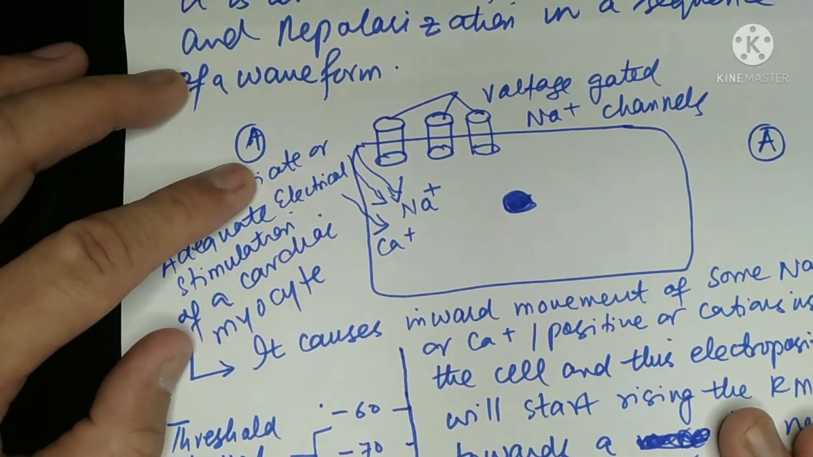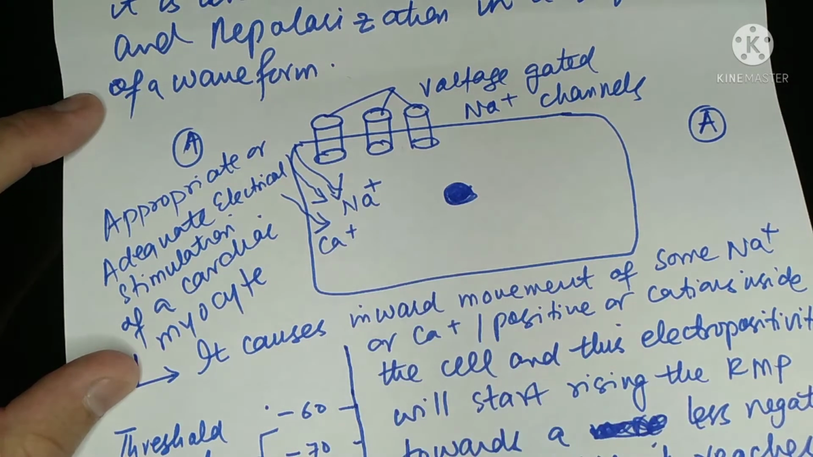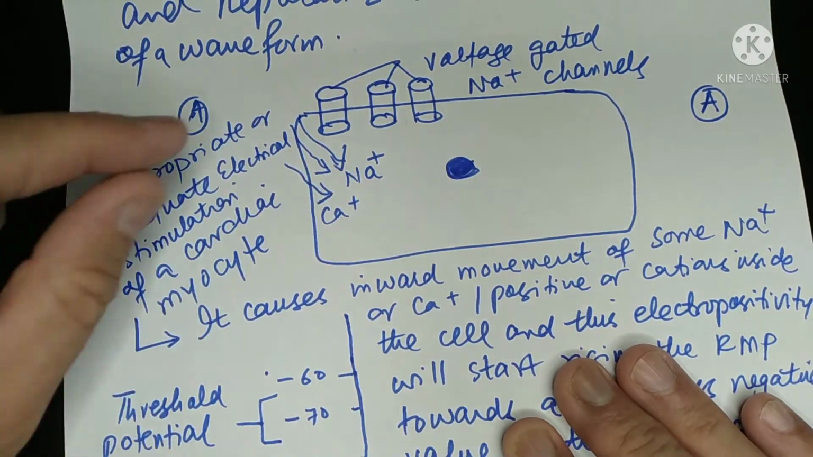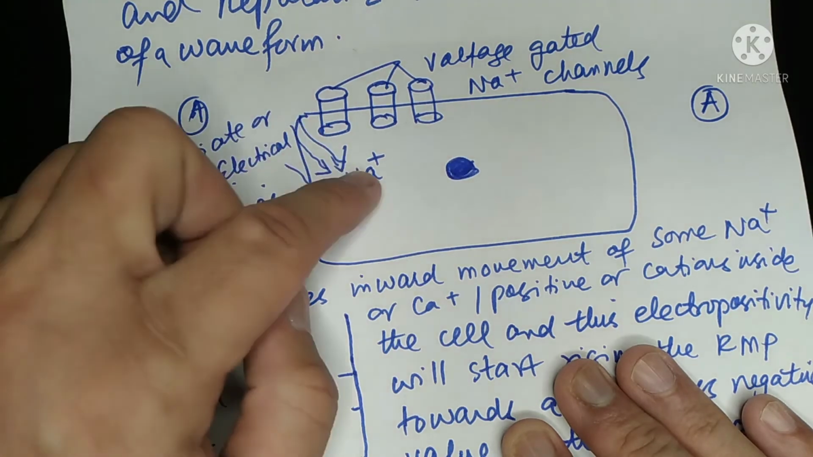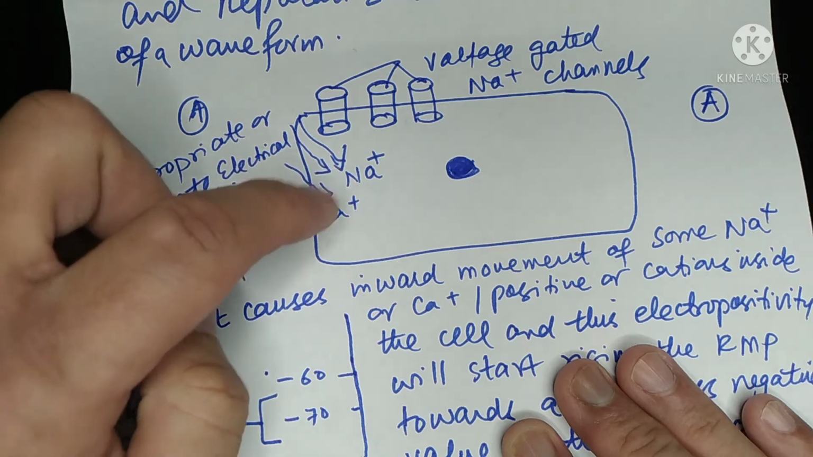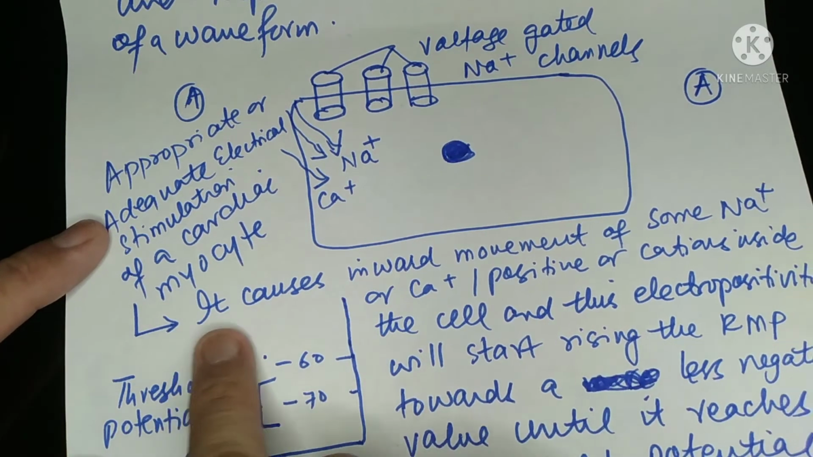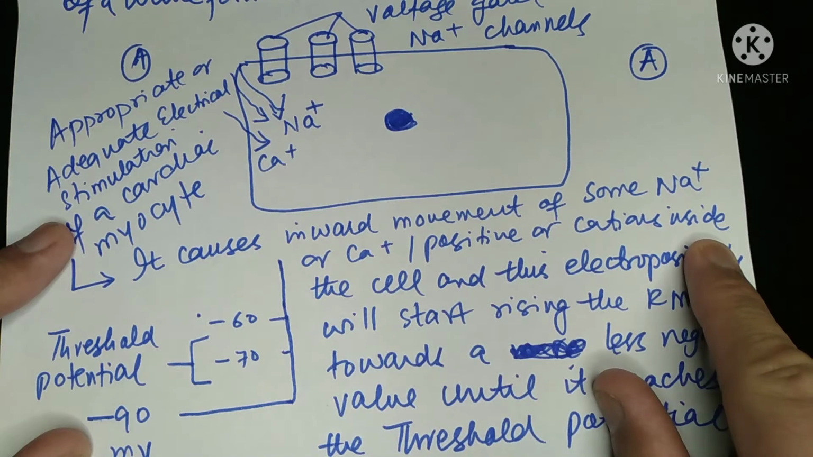You can see in this diagram, concentrate on it clearly, that there are, as I mentioned, voltage gated sodium, calcium and potassium channels. In this cardiac muscle cell I have drawn only sodium channels. Let us suppose that we electrically stimulate this cell with an adequate electrical stimulus or appropriate stimulation. This results in inward movement of a small amount of positive charges in the form of sodium and calcium ions.